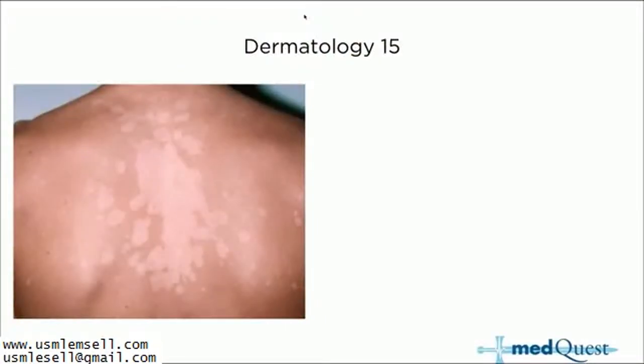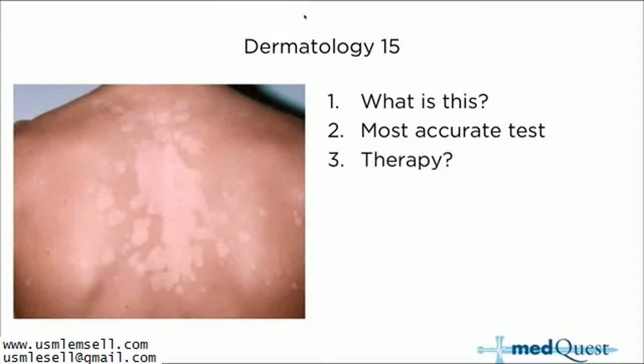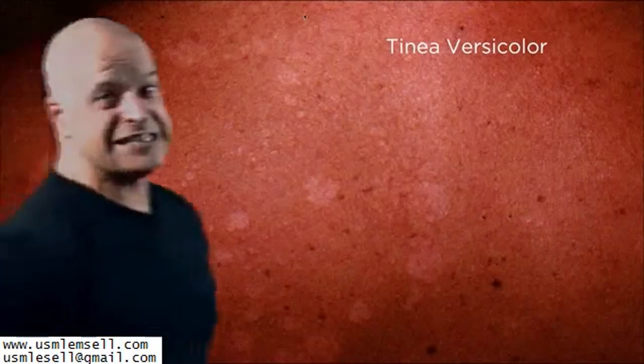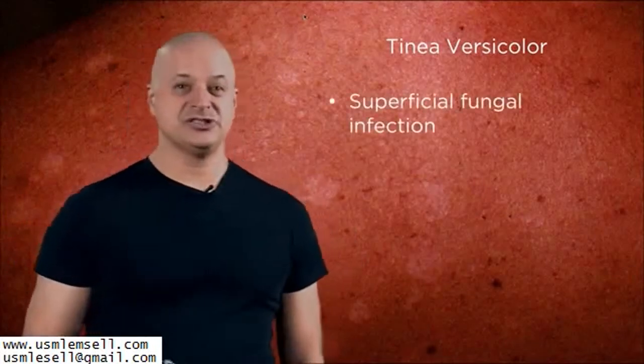Next one. Look at that skin in multiple different colors. It's a tinea. What's the most accurate test? Well, the most accurate test for tinea versicolor is scrape it for potassium hydroxide, scrape for KOH, and fungal culture. That's the most accurate test.